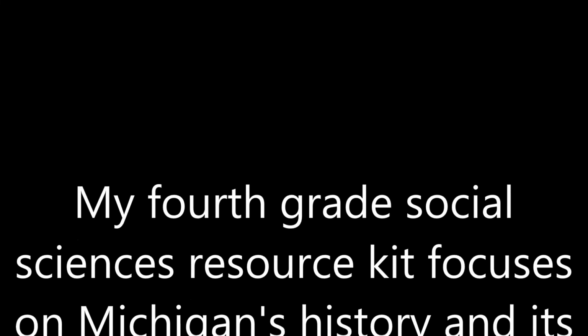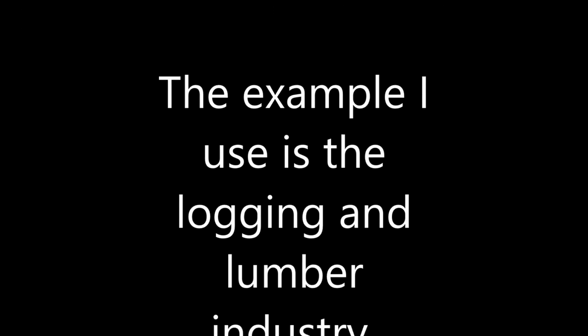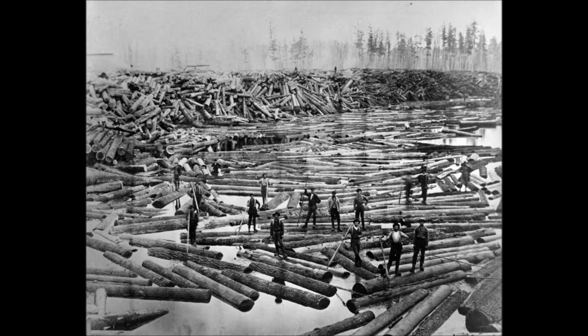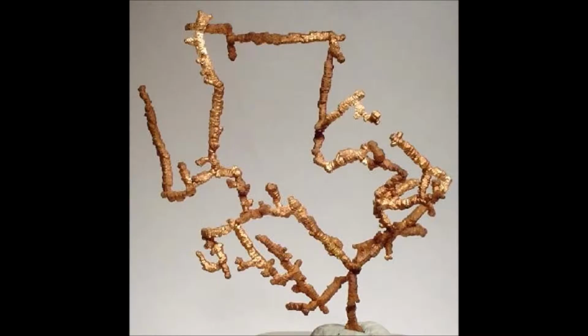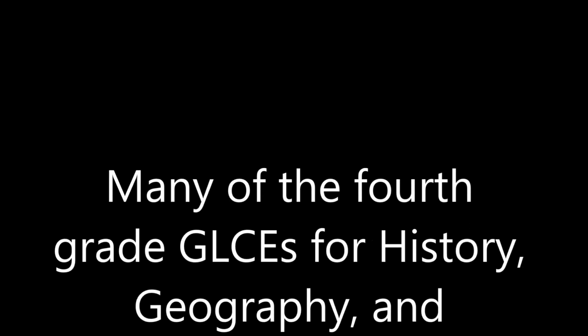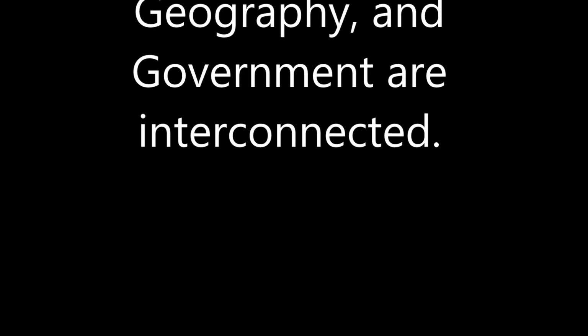For my 4th grade Social Sciences Resource Kit, I decided to focus on Michigan's history and its natural resources. The natural resource I used specifically was logging and the lumber industry. But you could use other examples such as Michigan's agricultural industry or its mining industry. Many of the 4th grade GLECs for history, geography, as well as civics and government are interconnected, so they can be easily used in the same unit or lesson.